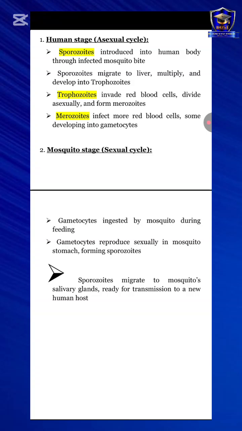There is a part of the life cycle of Plasmodium that is asexual, and there's another part that is sexual. So the asexual part actually takes place in humans, and the sexual part takes place in the mosquito. Please take note of this, very important.